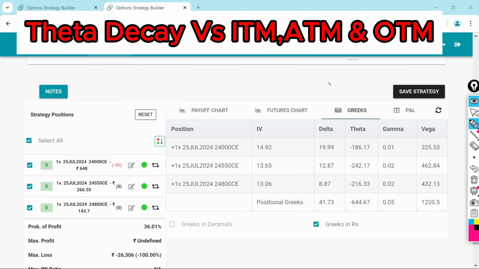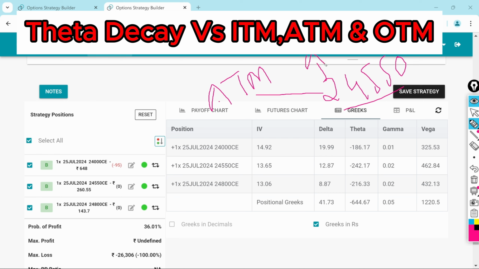We are using Nifty for the demonstration of this particular example. Currently Nifty is trading around 24,550. That means the 24,550 strike is called ATM, that is, the at the money strike. All the strikes below this particular value are called in the money strikes, and all the strikes above this value are called out of the money strikes for call options.